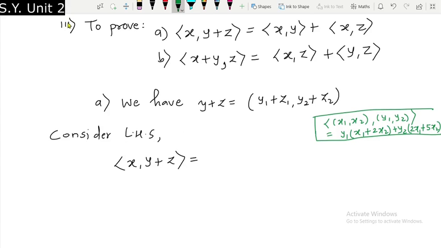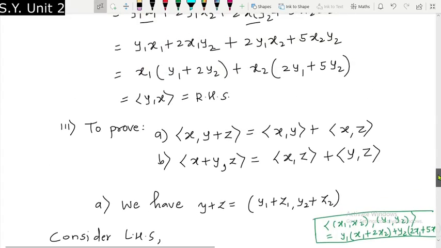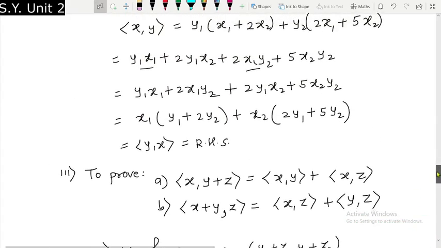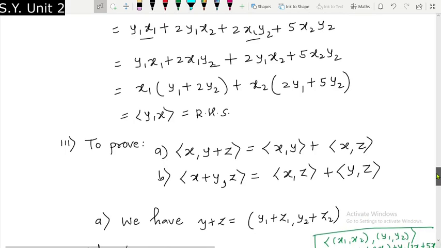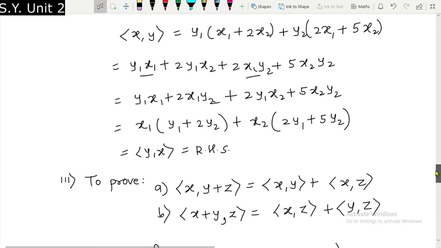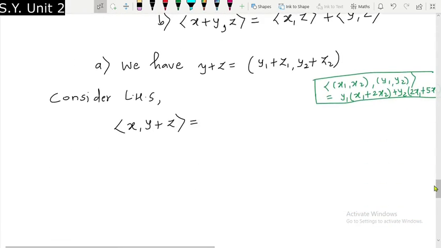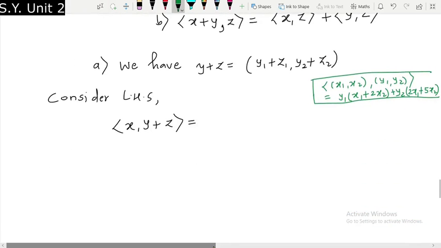So y1, let me check, I hope it is right. So yes, y1 x1 plus twice x2, y2 twice x1 plus 5 times x2. Yes, that's right. So this will be equal to, first of all, since it is y1 the first coordinate, my first coordinate over here is now y1 plus z1, isn't it?